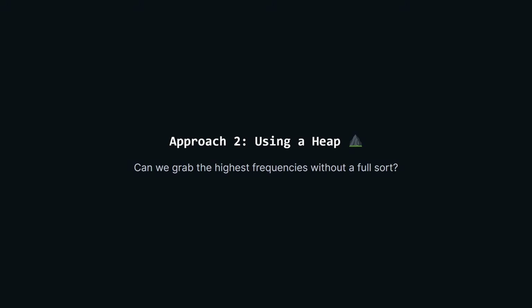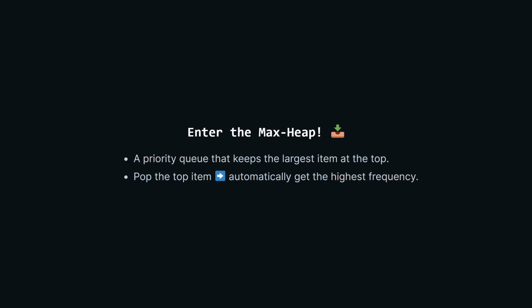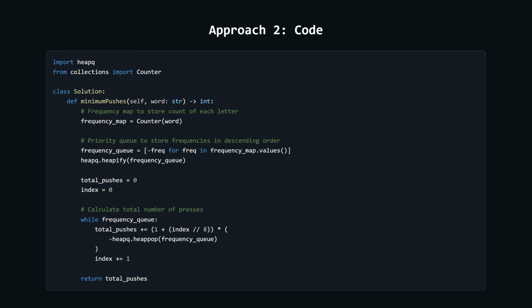Now let's look at the second approach. Is there another way to always grab the highest frequencies without sorting the entire array up front? Yes, we can use a Max-Heap, also known as a priority queue. A Max-Heap is a special data structure that always keeps the largest number at the very top. When you pull an item out, you are guaranteed to get the highest value. Here is the code for the heap approach. Instead of a manual list, it uses Python's Counter to get the frequencies and a heapq to process them.